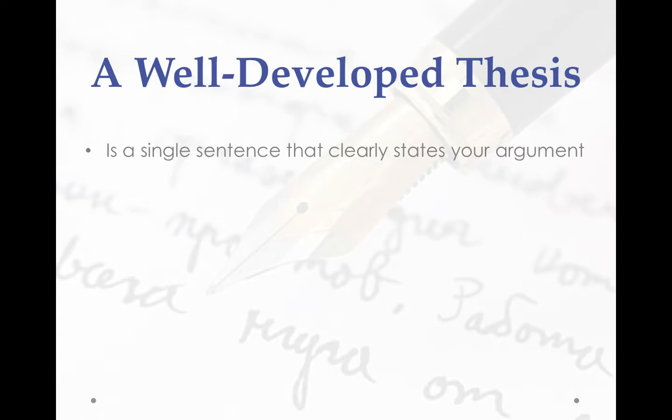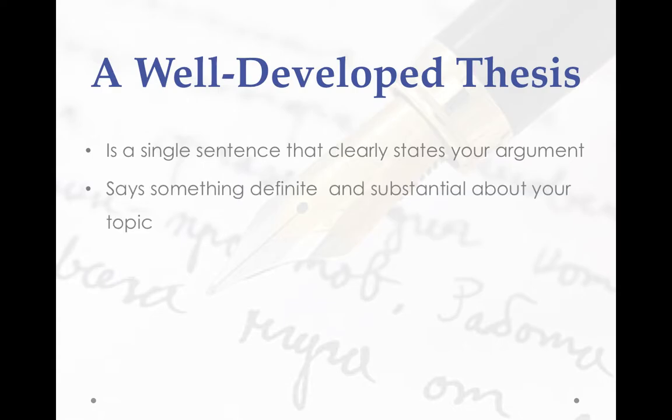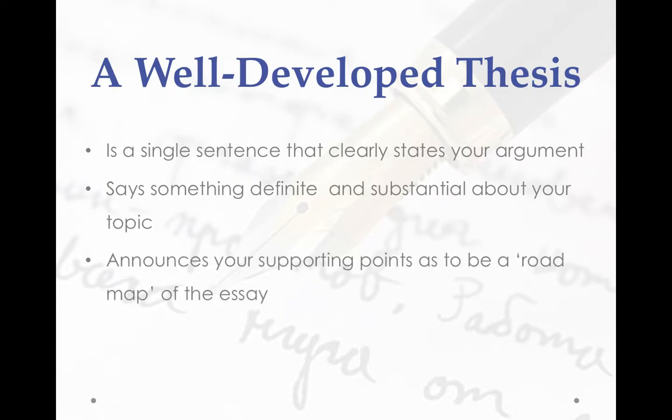So you want a single sentence to clearly state your argument. You also need to say something definitive, substantial about your topic, and create an argument that you'll be using throughout the rest of the essay. You also, like I mentioned earlier, want to announce what your supports or your examples are, which will basically be the topics for your 3 body paragraphs in most cases, sometimes 2 body paragraphs. So this one sentence is going to create an argument and act as a table of contents or a roadmap for the rest of your essay.